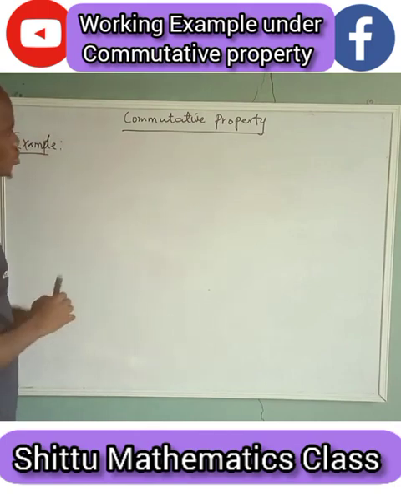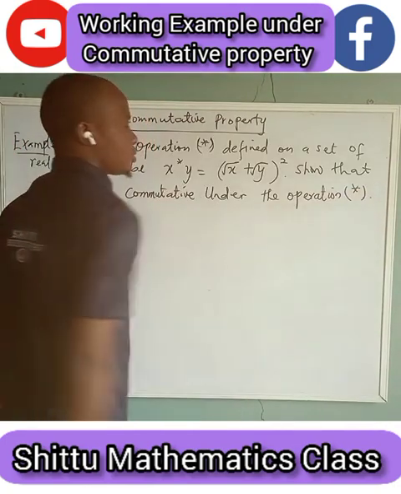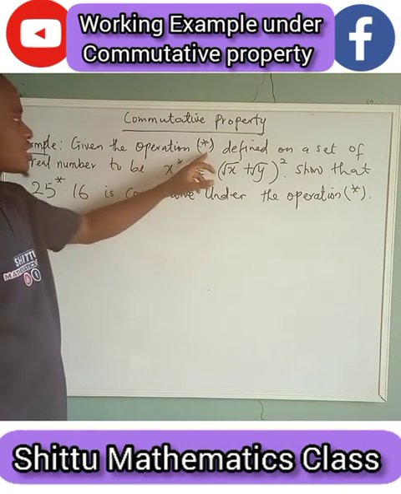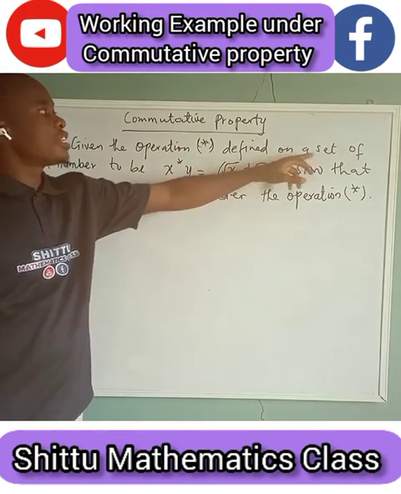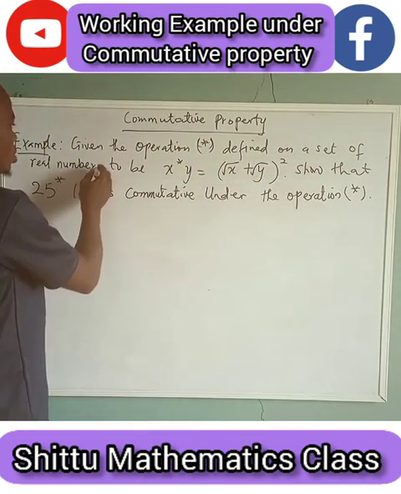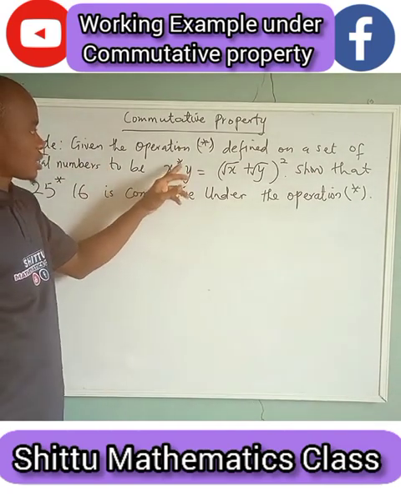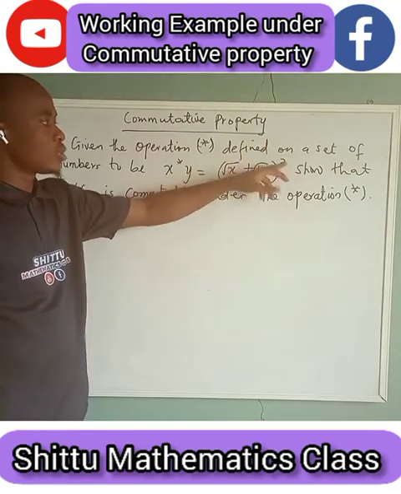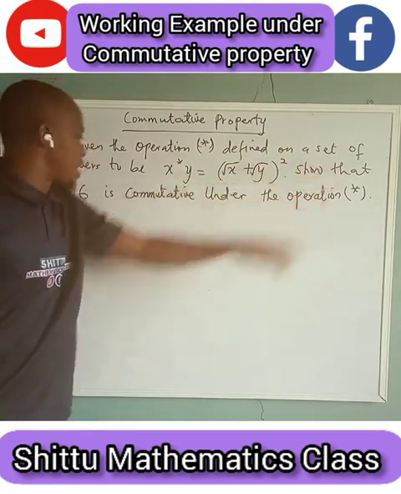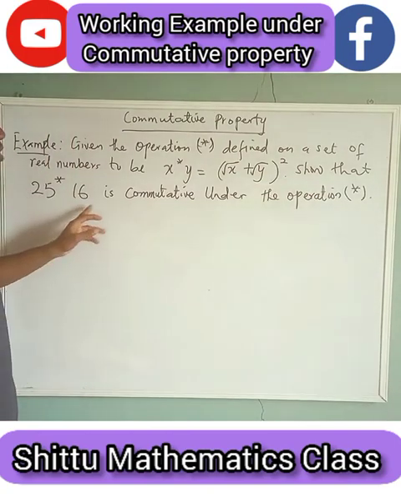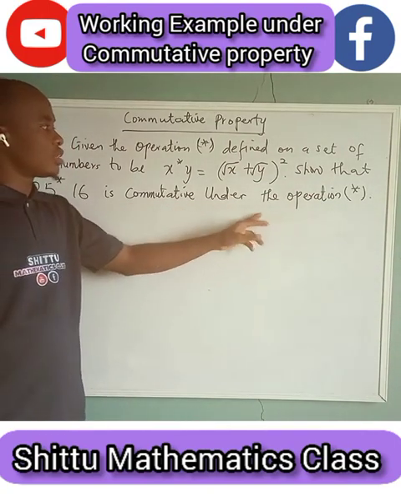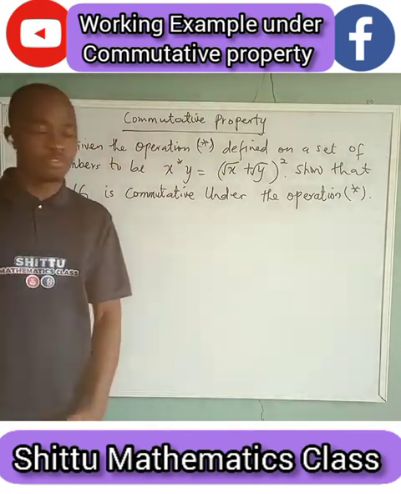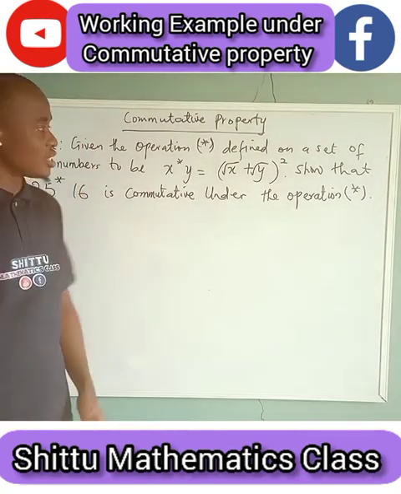Now let's look at this question. The question said, given the operation star or asterisk defined on a set of real numbers to be x asterisk y equals root, open bracket, root x plus root y, close bracket, all square. Now, show that 25 asterisk 16 is commutative under the operation star.